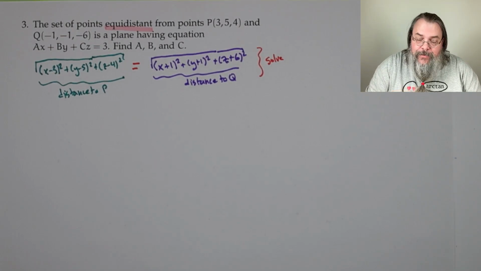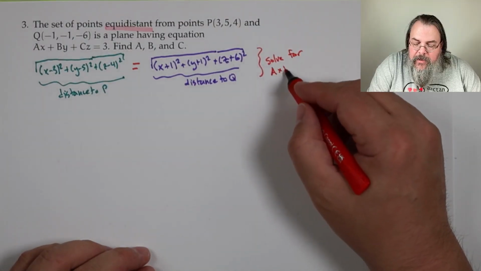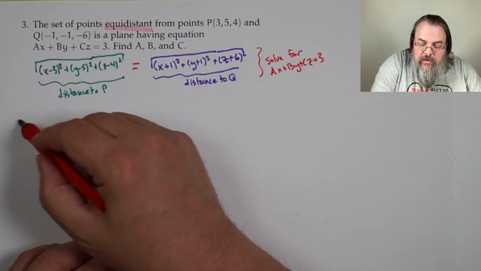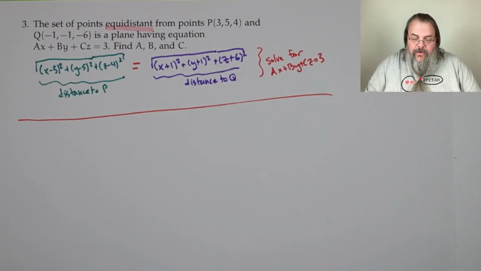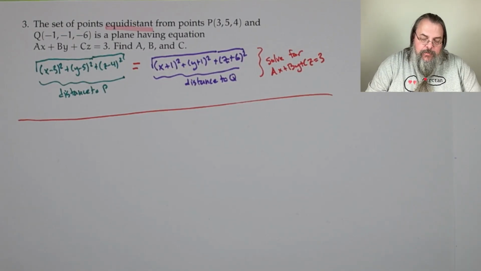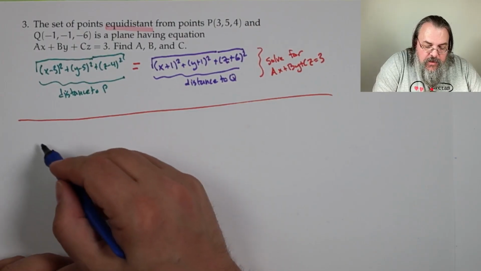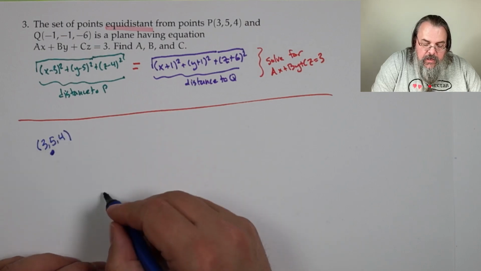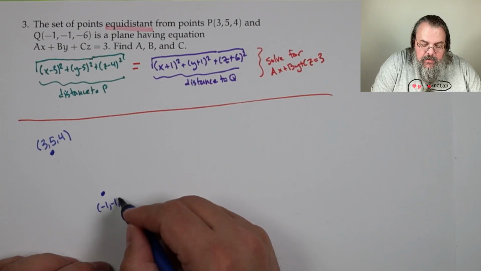But we're not going to do it this way, because I want to use the geometry. You'll get the same answer, but I think slightly more elegant. So, what's our thinking? Let's start with our points. We're in space. So here's our point P, 3, 5, 4. And here is our other point Q, minus 1, minus 1, minus 6.